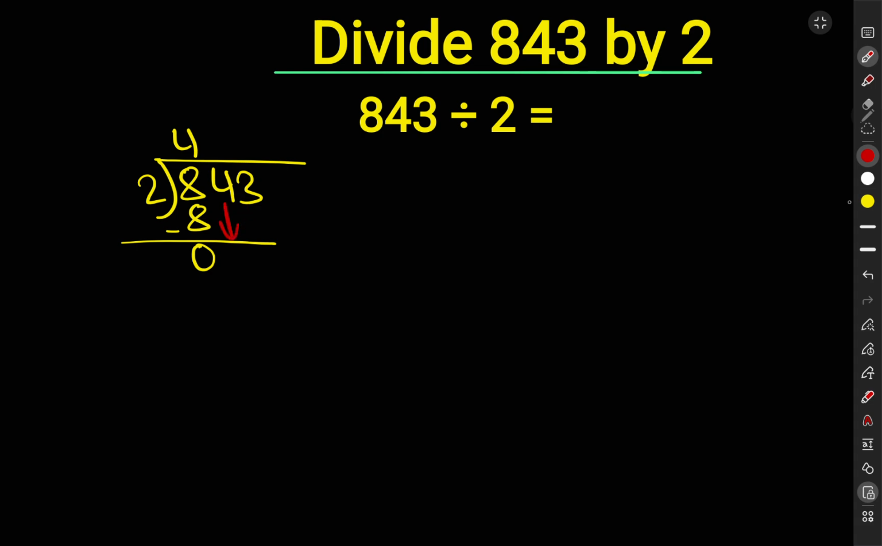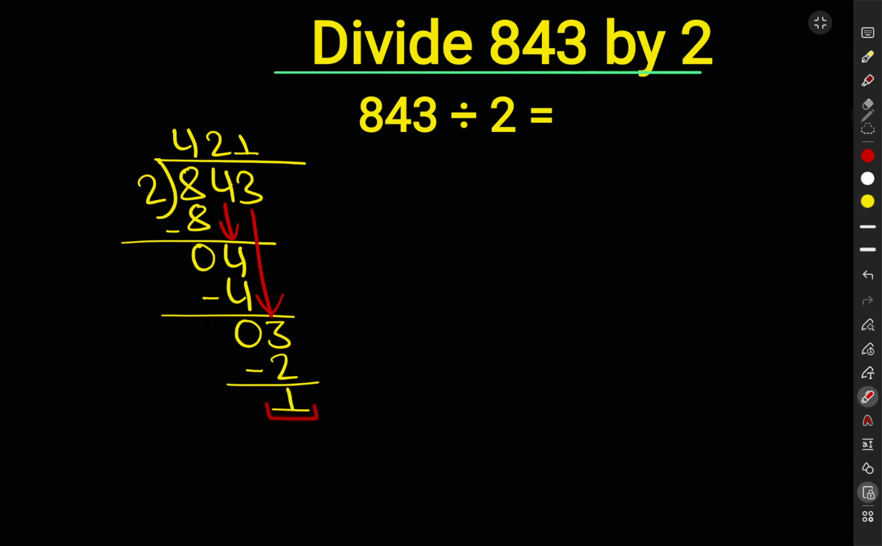So now we put down this 4 and 2 times 2 is 4. On subtracting we get 0. So again we put down this 3 and 2 times 1 is 2. On subtracting we get 1.